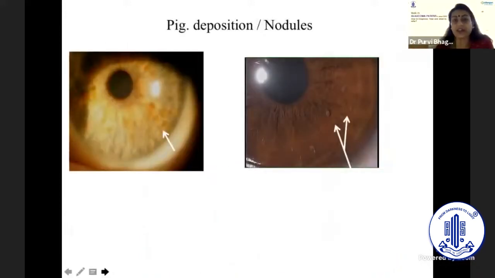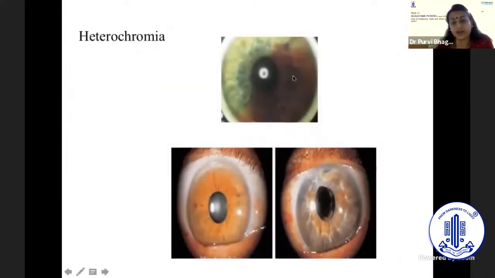You can see different kinds of pigment deposits and nodules on the iris surface, and even a heterochromia. So again, you need to rule out whether this is just a simple melanosis, a nevus, or a malignancy. And always remember that in cases of such heterochromia, always compare both the eyes.